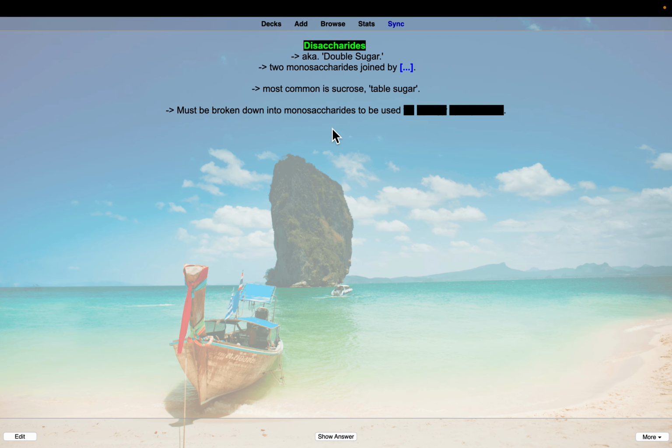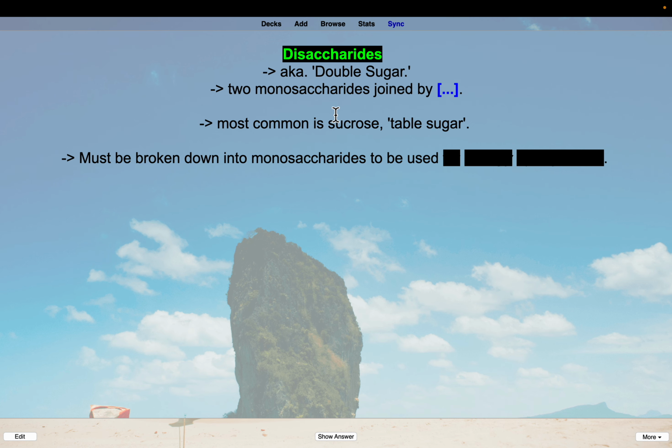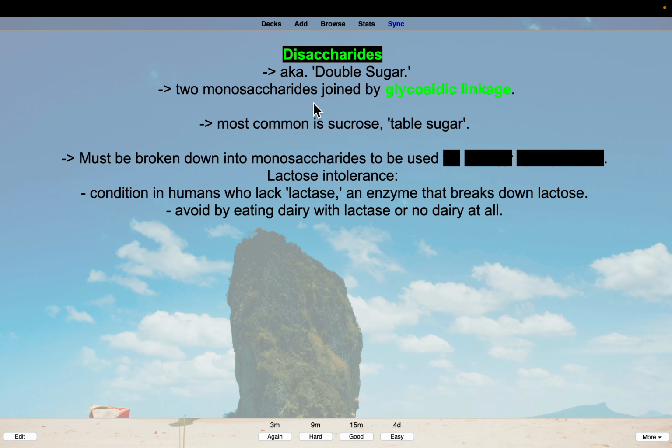We'll talk about it. Okay, we have disaccharides. This is in other words called double sugar. So two monosaccharides are joined by glycosidic linkage. The most common is sucrose, in other words table sugar. They must be broken down into monosaccharides to be used.